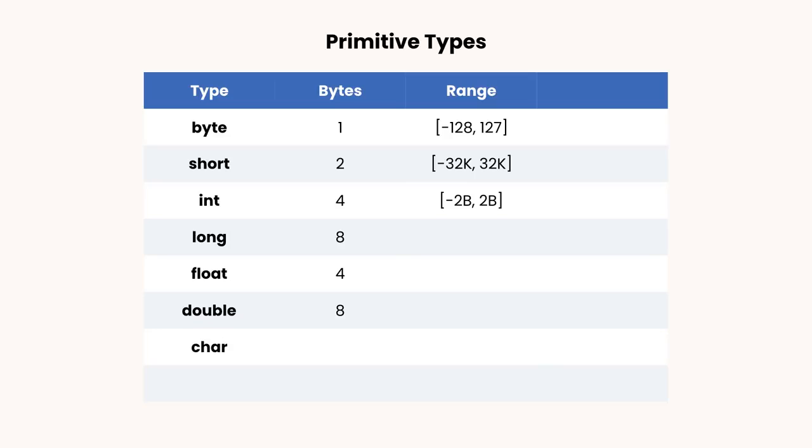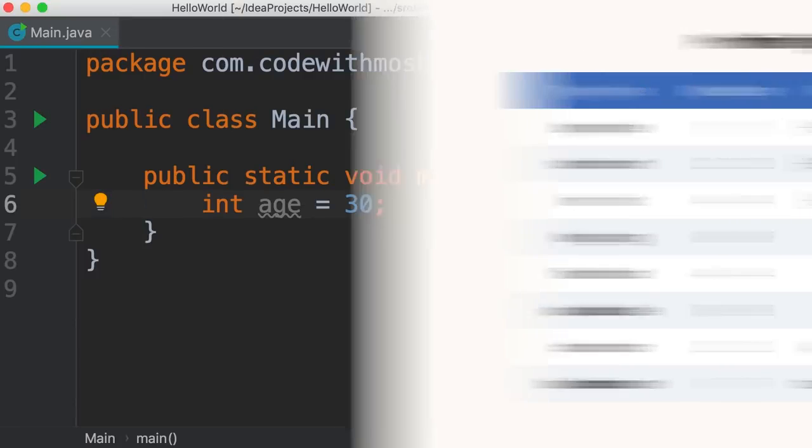Next, we have char for storing a single character like A, B, C. And these char types take 2 bytes, so they support international letters. And finally, we have Boolean for storing Boolean values, which can be true or false, just like yes or no in English. Now let's take a look at a few examples.